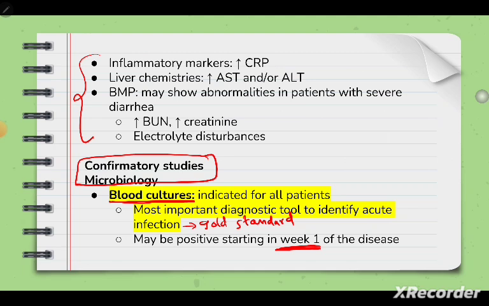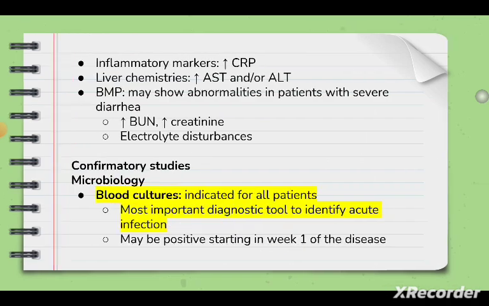Inflammatory markers increase, CRP. Liver chemistries increase, AST and or ALT. BMP may show abnormalities in patients with severe diarrhea, such as increased BUN and increased creatinine, and electrolyte disturbances. Thank you, Dr. Nada.